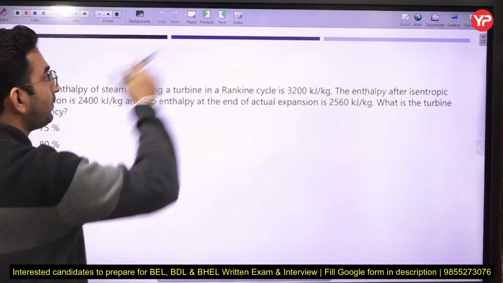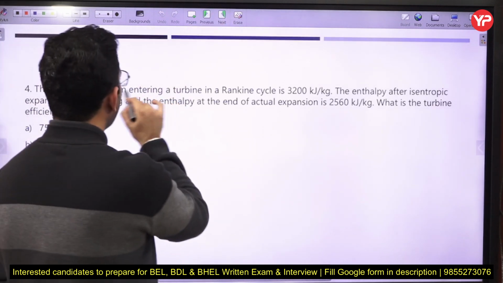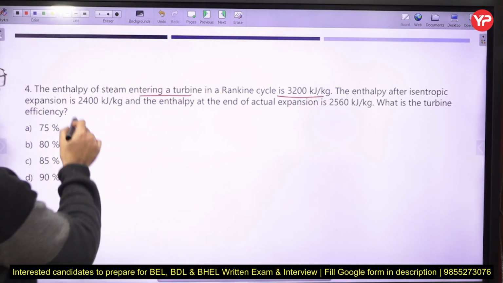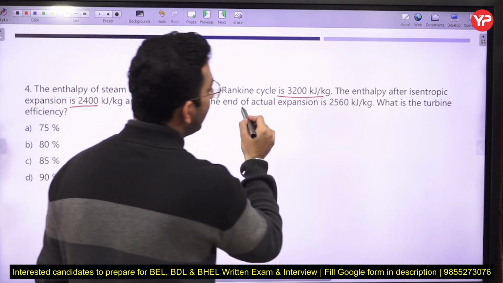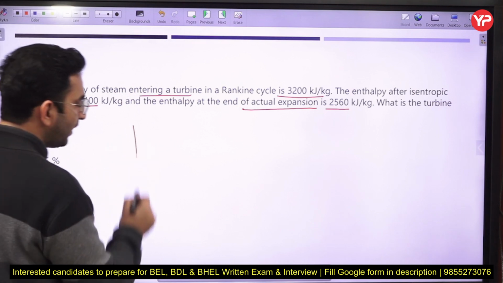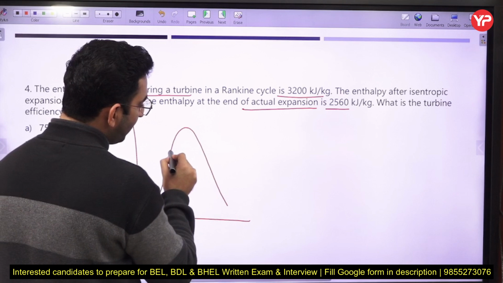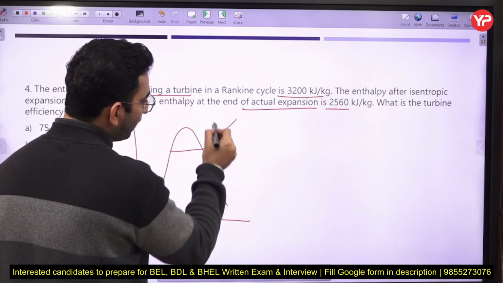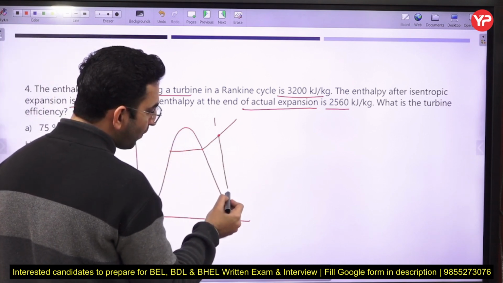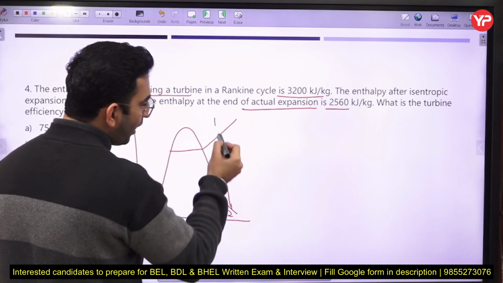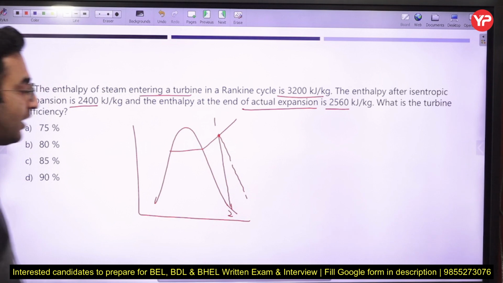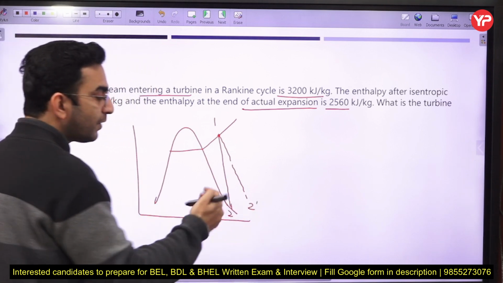The next part: the enthalpy of steam entering a turbine is given as 3200 kilojoule per kg, the enthalpy after the isentropic expansion is 2400 kilojoule, and the enthalpy at the end of the actual expansion is 2560 kilojoule. What is the turbine efficiency? See, in this case, this is the dome here. At point 1, the steam is entering the turbine. Here you can see the isentropic expansion of the steam will be represented by the line 1 to 2. But in this case the expansion is not taking place isentropically, so we end up at 2 dash.